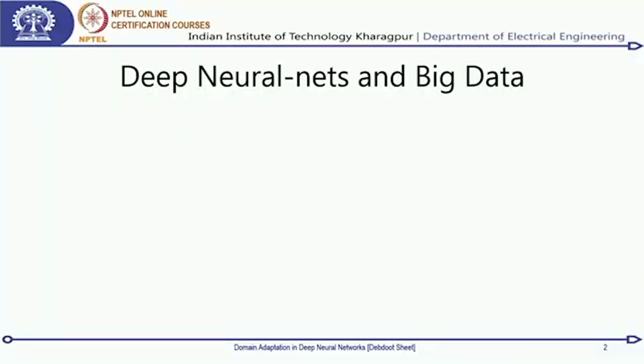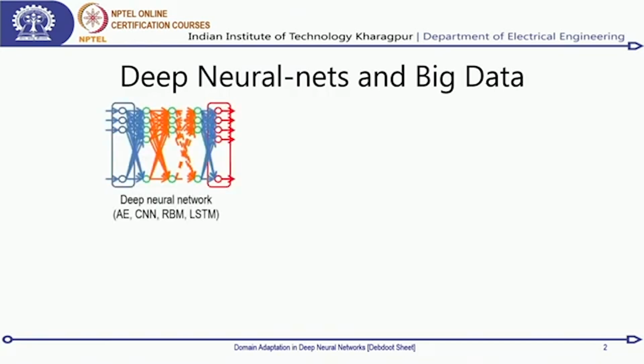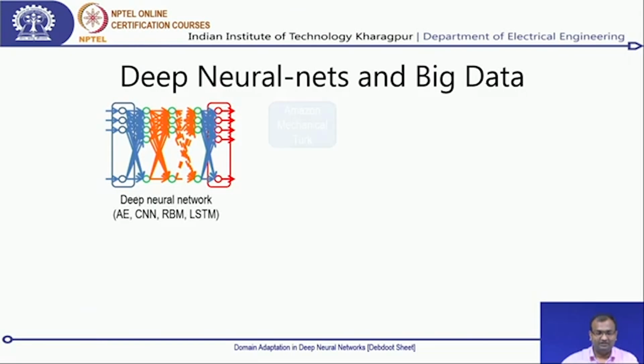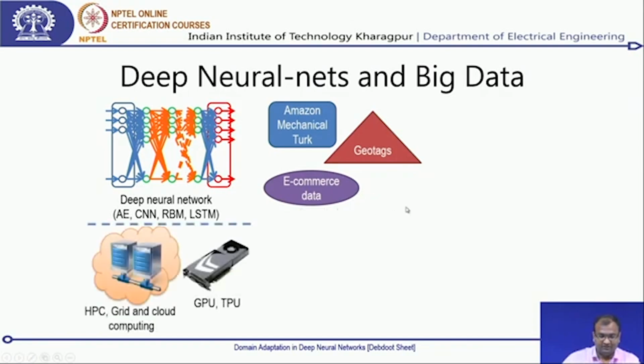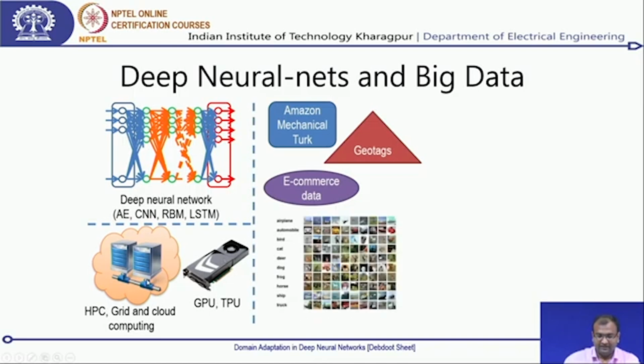Okay, so if you look into what the situation today is, you have a real big extensive library of these deep neural networks available. You have your different sources of data. They come from geotags, from Amazon Mechanical Turks, and that's how ImageNet itself was created. You also have your e-commerce data available, and then on the other side of it, you have your real great compute systems. You have your GPUs, you have your grids and HPCs and everything present. And then you have very standard data sets which you could use for creating your networks.